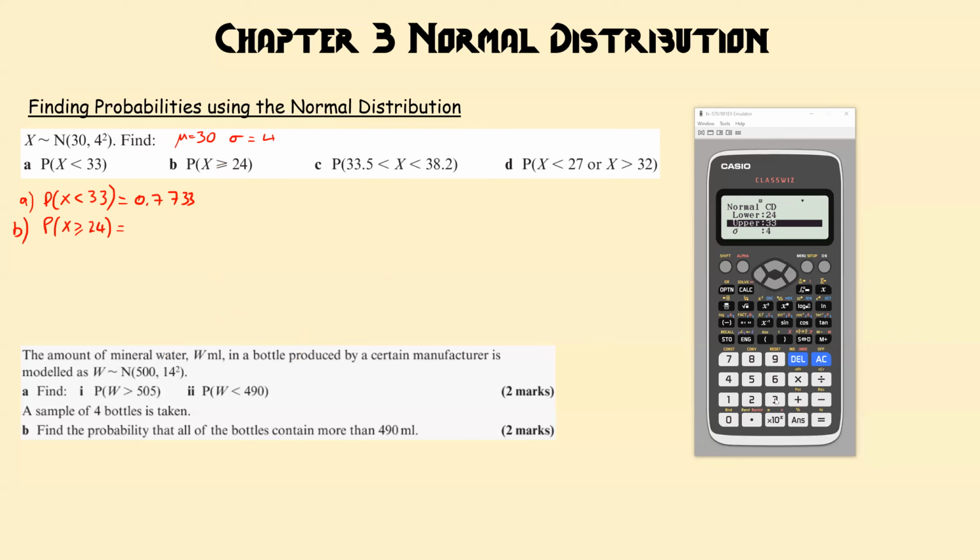So for this, I'm just going to put in 65, because I know it's way above. Everything else is the same. So I've got 0.9332.